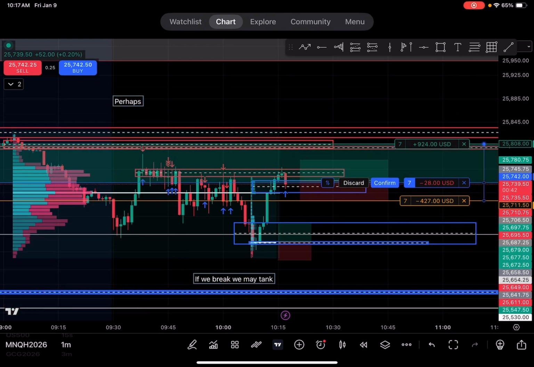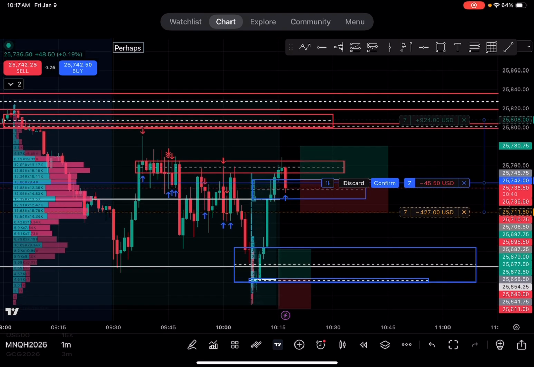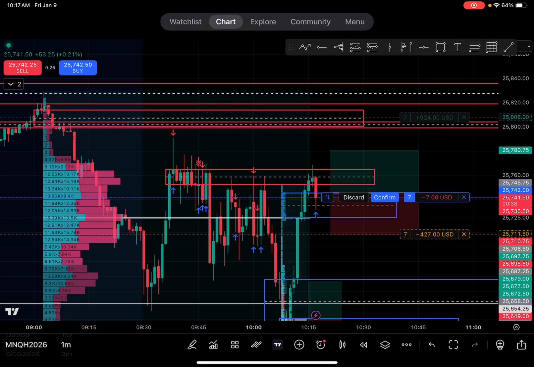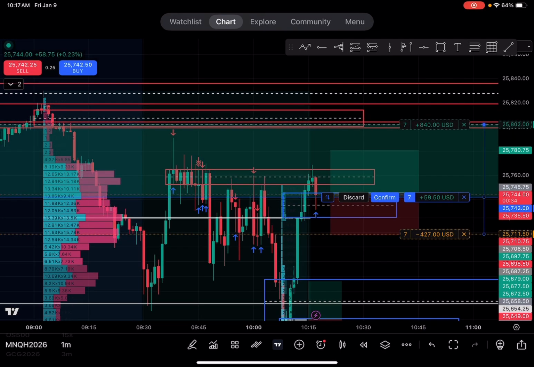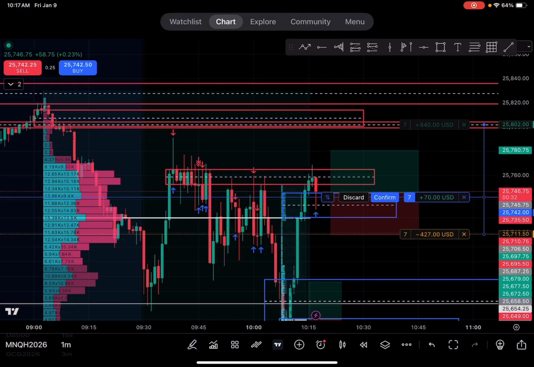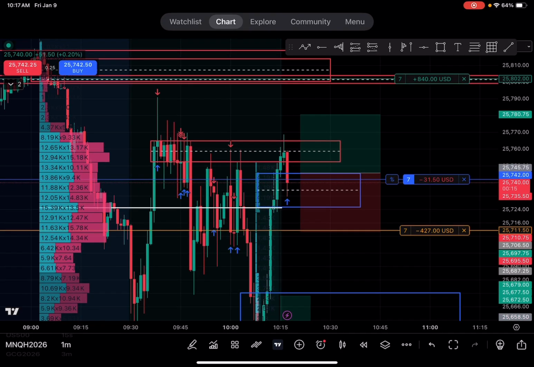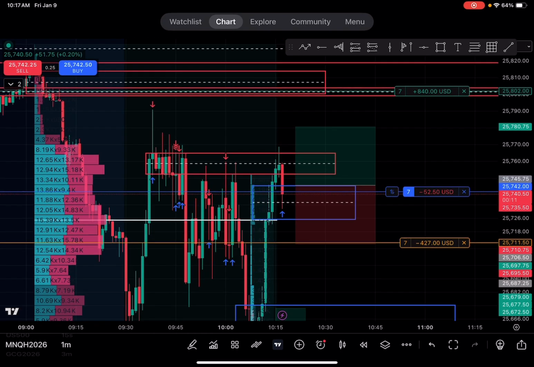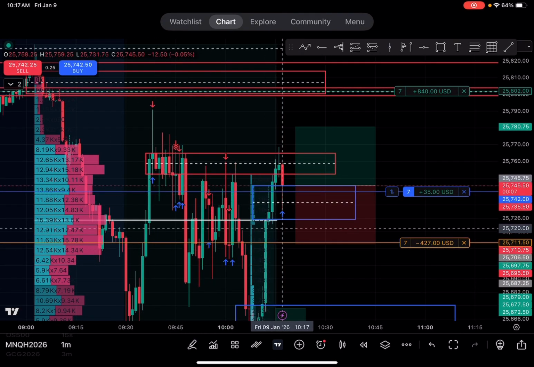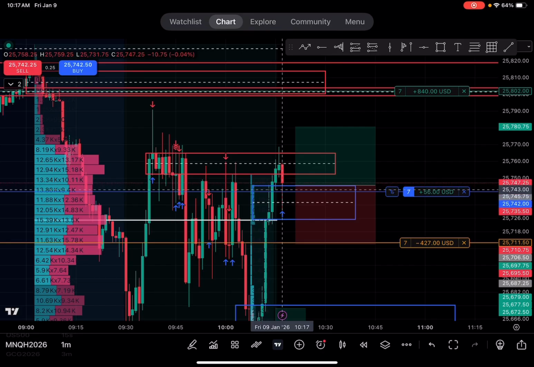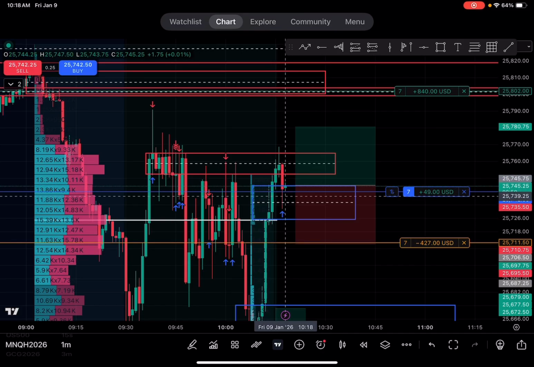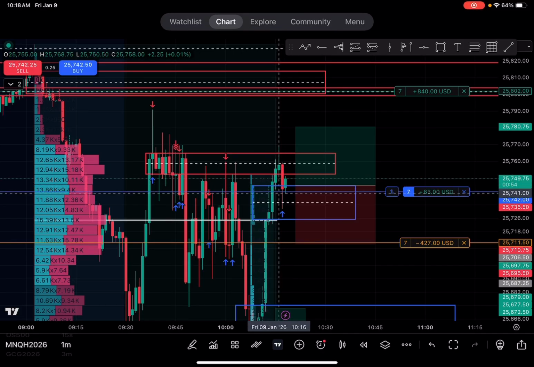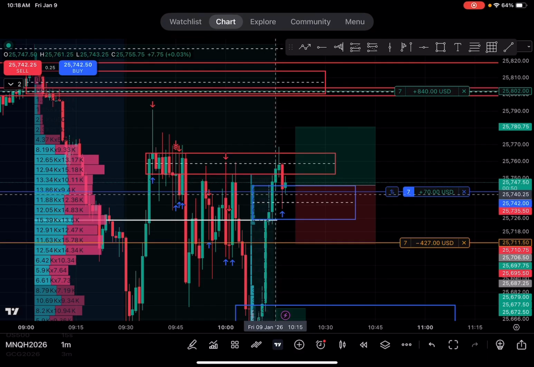So I'd actually target the external high right here. So I wouldn't look for a simple one-to-one with this trade. Let's see what happens. Okay, 17, 15.